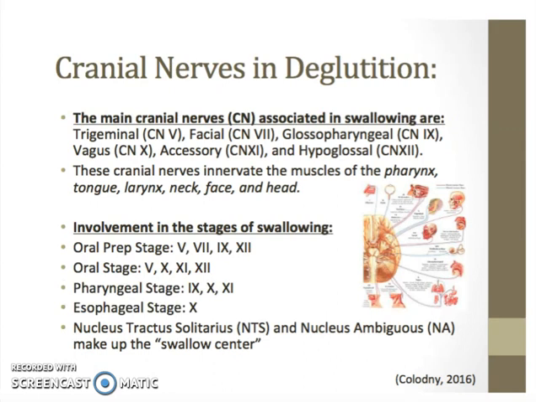The cranial nerves in deglutition include the trigeminal, facial, glossopharyngeal, vagus, accessory, and hypoglossal nerve, and these nerves innervate the muscles of the pharynx, tongue, larynx, neck, face, and head. You'll see below are listed each cranial nerve's involvement in these stages of the swallow, as well as the NTS and NA, which make up the swallowing center, and they are responsible for sensory input and motor command.